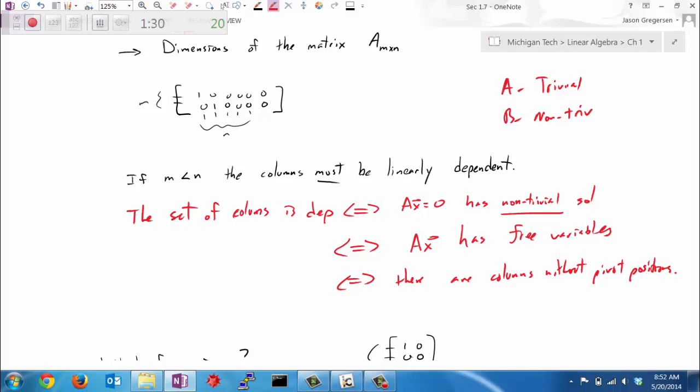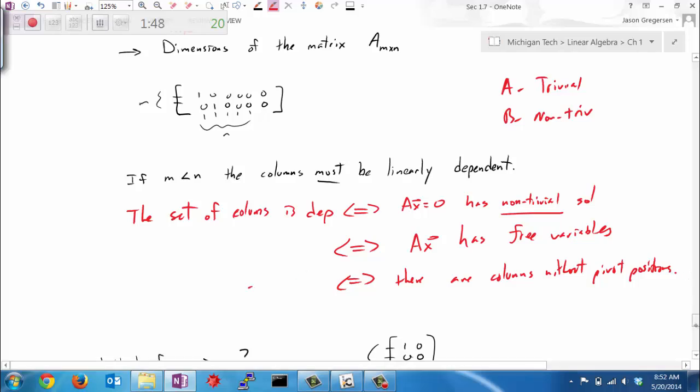Okay, so some of these are telling us the nice things we know once we determine that it's dependent, and some of these are telling us nice ways to see that they are dependent. So now if we have this thing and we can see that there are columns without pivot positions, we can know right away that those columns are dependent.